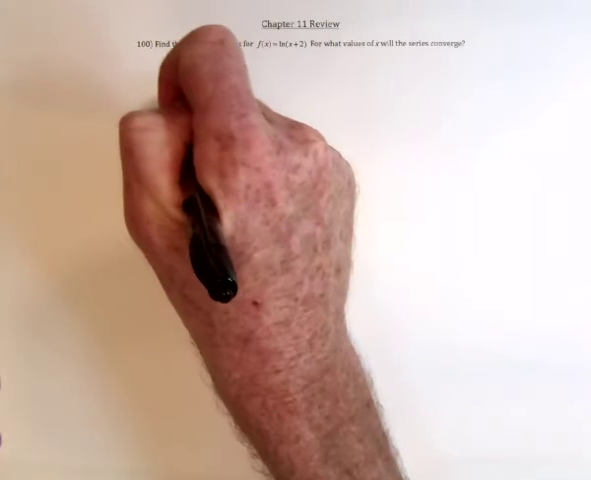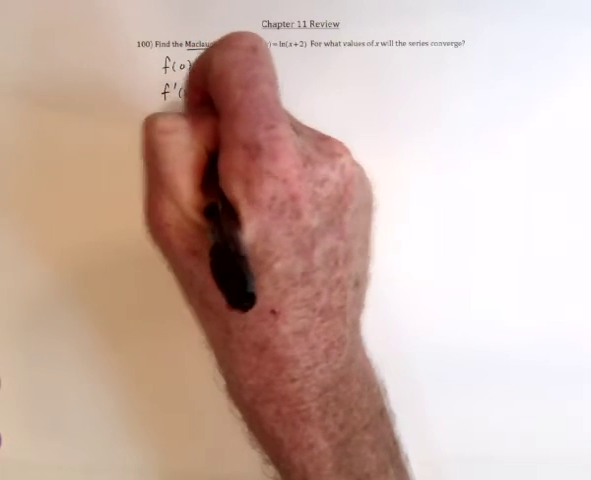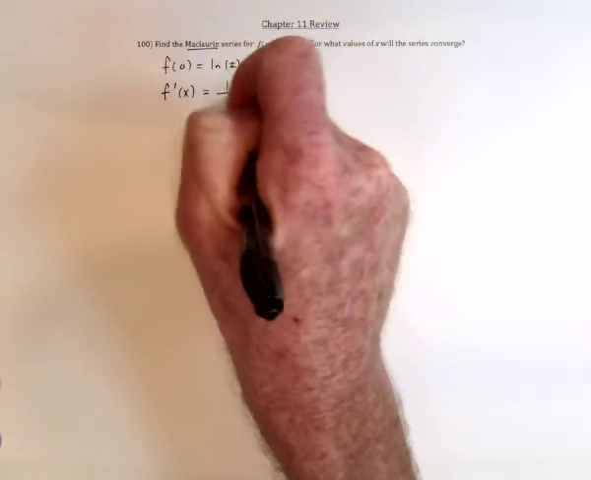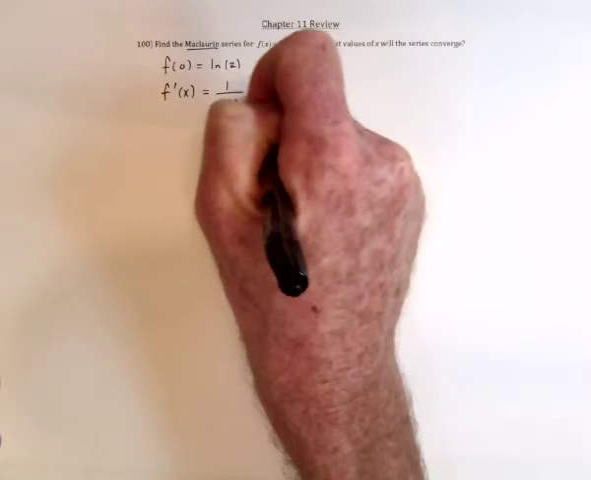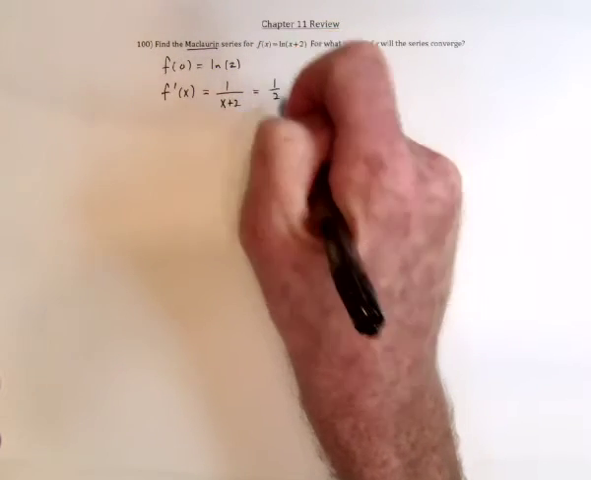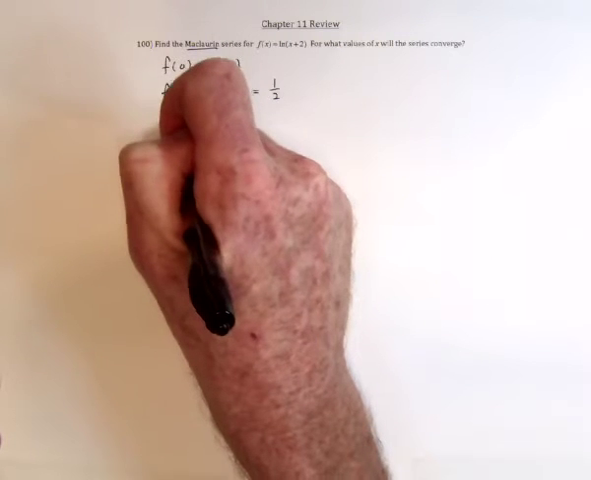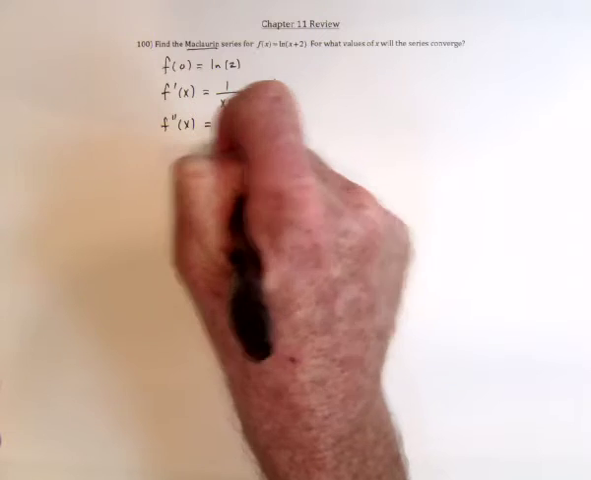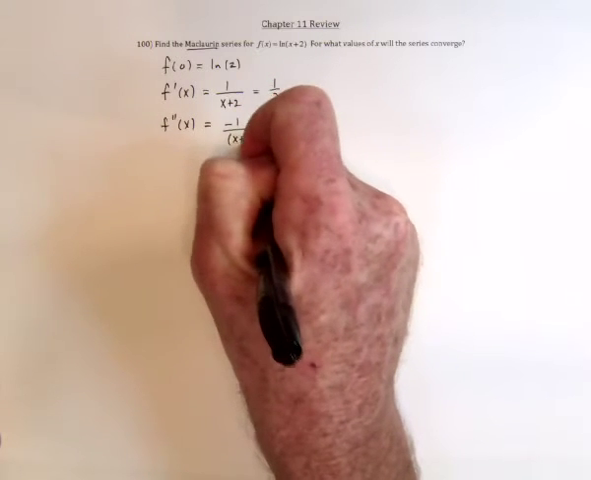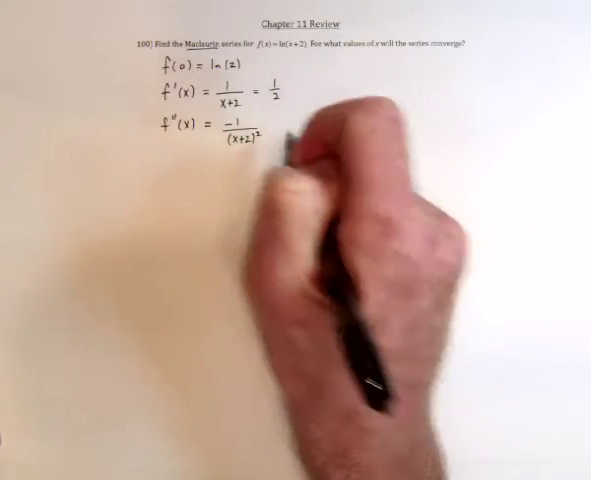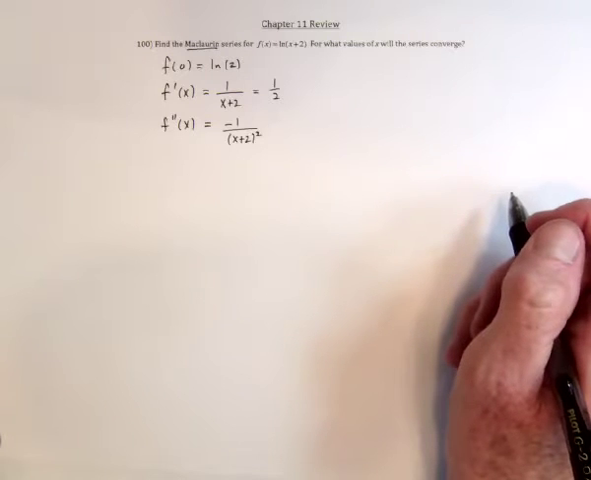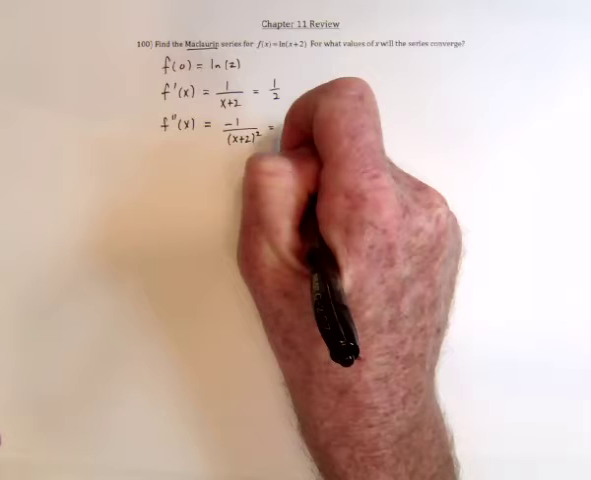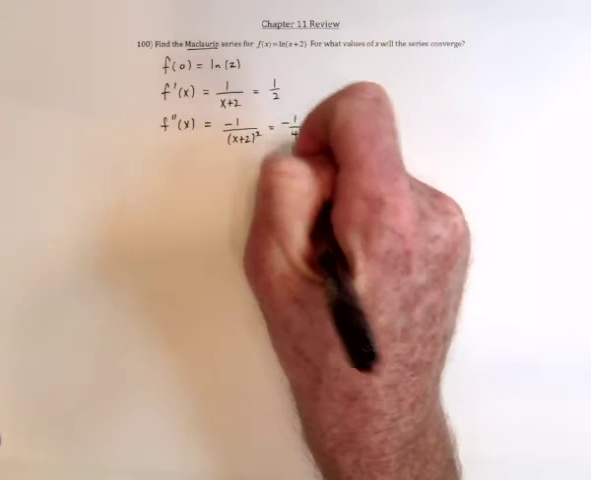Then take the derivative. That would be 1 over x plus 2. Substitute 0, that's going to be a half. Take the derivative of that. That would be negative 1 over x plus 2 squared. So if you substitute in x equals 0, that's going to be negative 1 over 4.